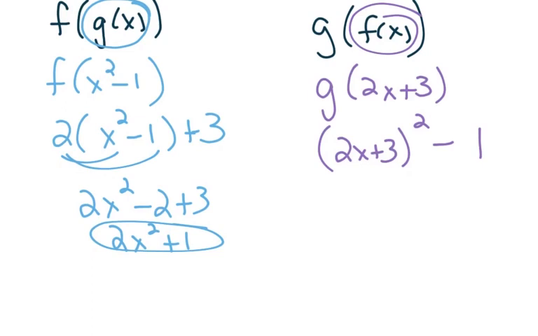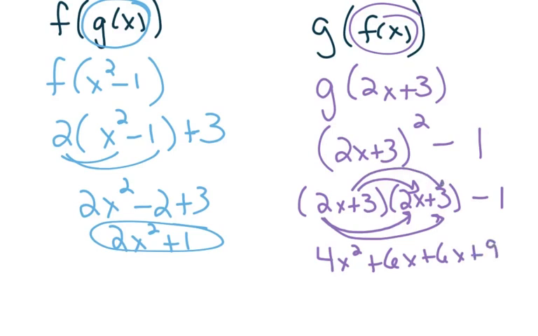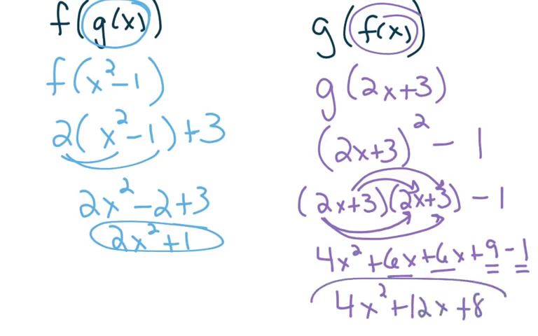In order to simplify this, you have to remember that squaring means multiplying by itself. And then we learned a little distribution trick for multiplying two binomials. You may have learned FOIL. I'm going to do the distribution. I'm going to get 4x squared plus 6x plus 6x plus 9. Don't forget about the minus 1. That's at the end of the equation. And any like terms, I'm going to combine. And I get 4x squared plus 12x plus 8. And that's the final answer.